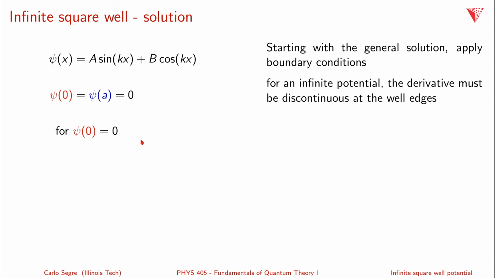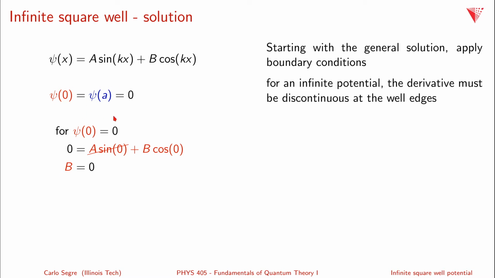So for psi equal to 0 at x equals 0, we just plug this in. We get 0 is equal to a sine 0 plus b cosine 0, but the sine of 0 is just 0, so this term goes away. And we're left with b cosine 0, which is 1, equal to 0, and consequently, we find that b, the coefficient of the cosine, is equal to 0. That is, there is no cosine component.